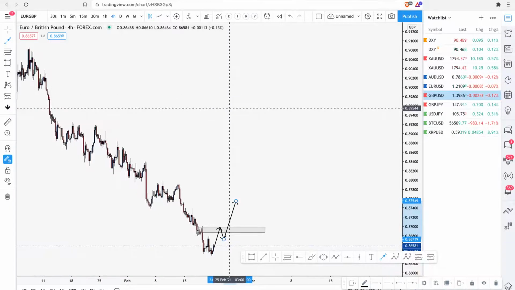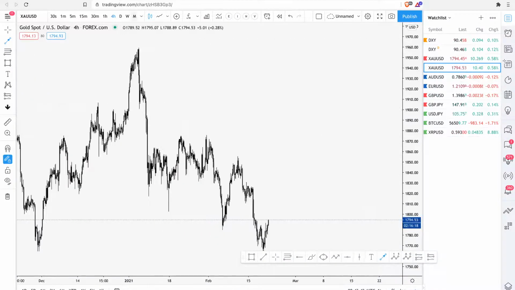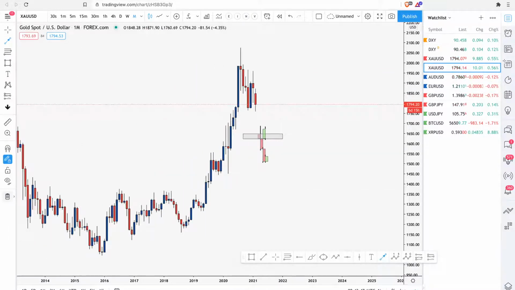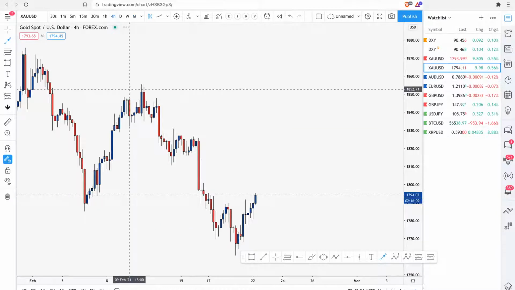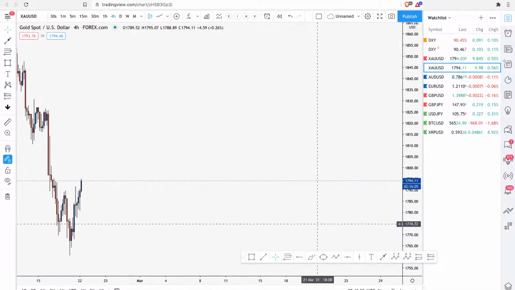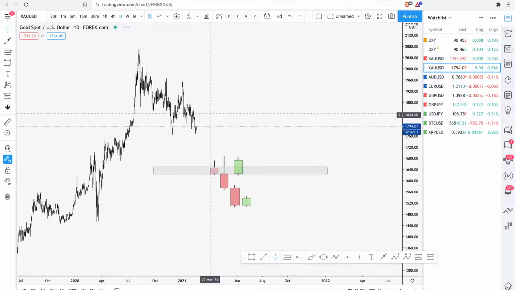Okay, gold, for sure, gold. Let's do gold. Now let's have a look here on the gold chart, guys. Or maybe I would like to save this one over here. Okay, it's too late to save that one.